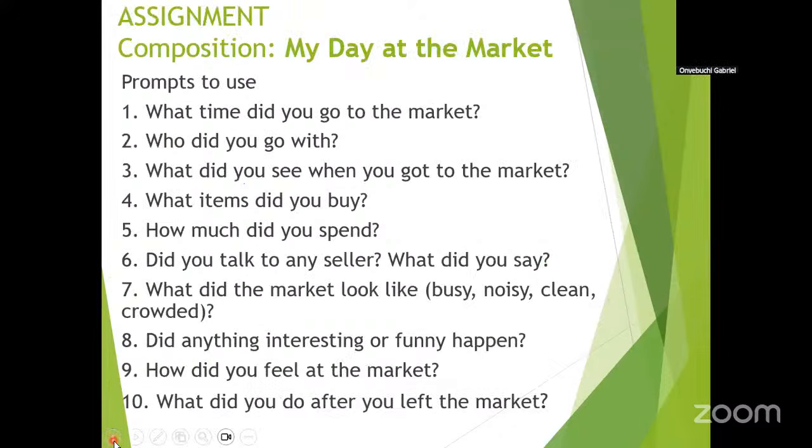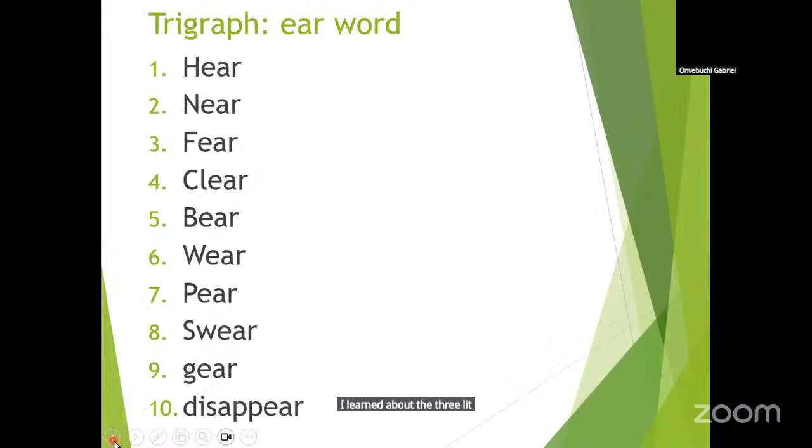I learned about the three letters that you said make one sound. Okay, give me two words with TCH. Match and catch. Okay. Spell match. M-A-T-C-H. Match. Okay. Catch. C-A-T-C-H. Catch.